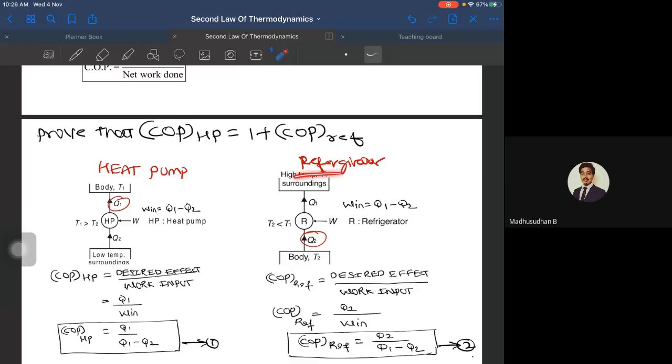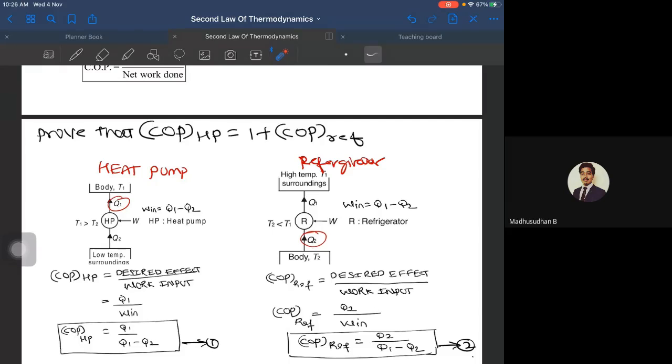Similarly, for the refrigerator, what is the desired effect? The desired effect is Q2. I'll write it here, and your work input remains the same, that is Q1 minus Q2. So Q1 divided by Q1 minus Q2 is the expression for the COP of the heat pump, whereas Q2 divided by Q1 minus Q2 is the expression for the COP of the refrigerator.